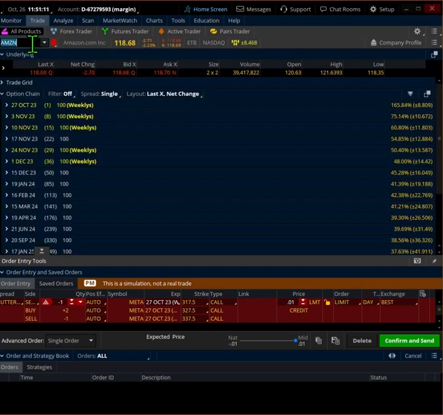So why not do another expected move directional butterfly and see if we can make back that $1.04 we paid for Meta the other day.